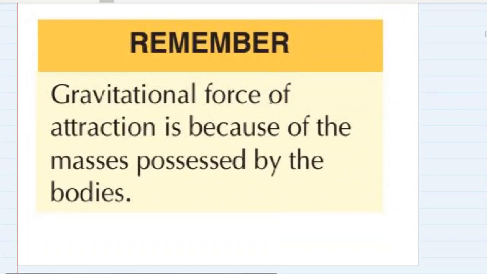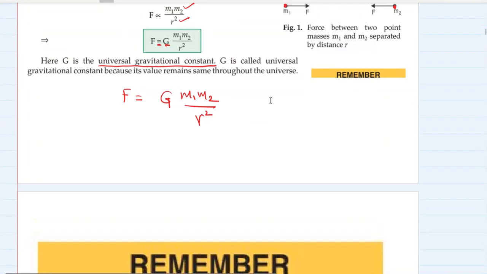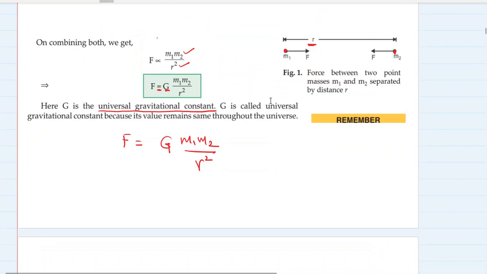Let's do that. See, gravitational force of attraction is because of the masses possessed by the bodies. So what is the reason behind two bodies attracting each other? The reason is that they possess masses. If they don't have masses, there is no gravitational force between them. Can you think of an example of some quantity which does not have any mass?